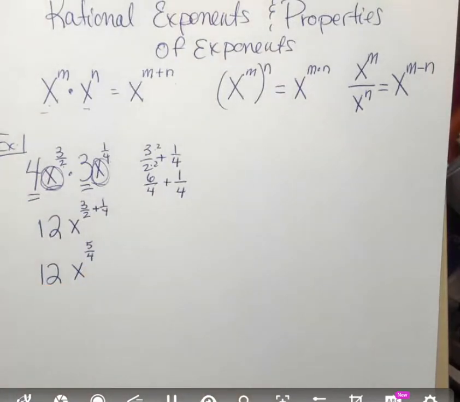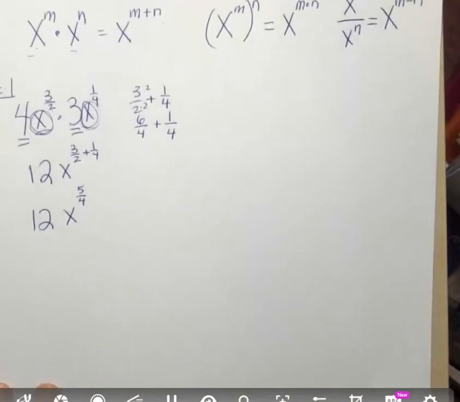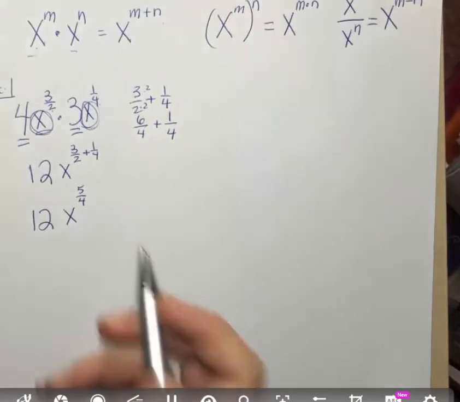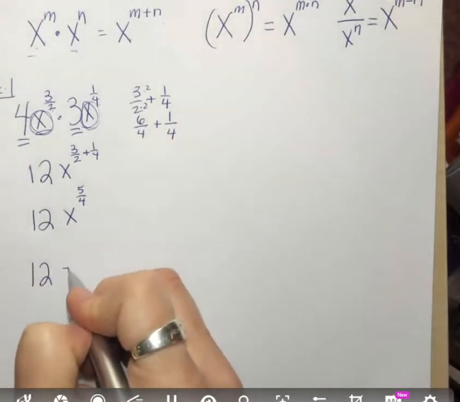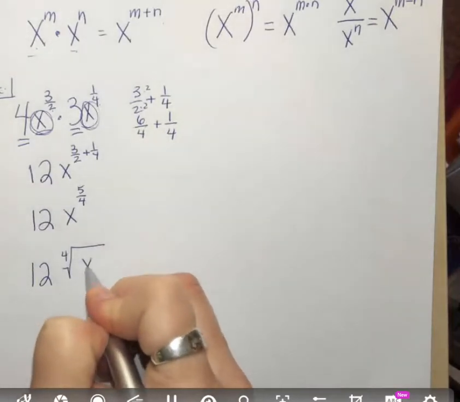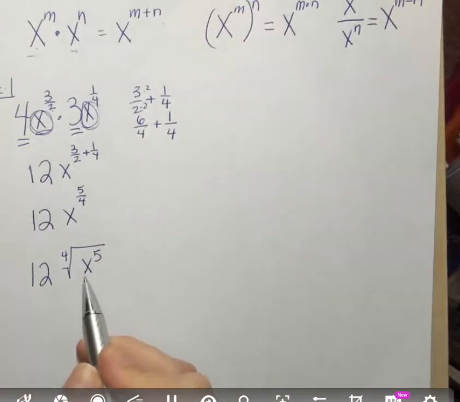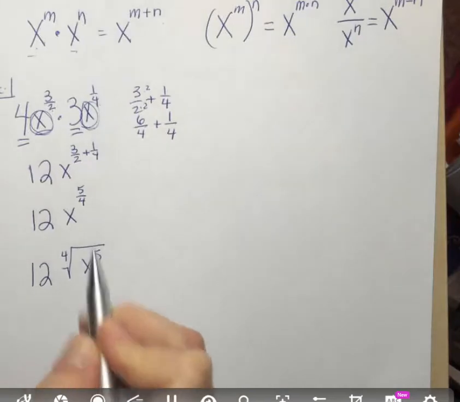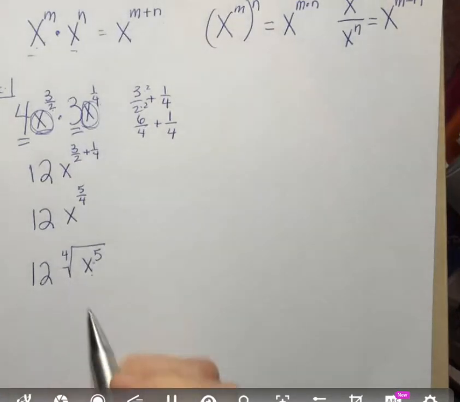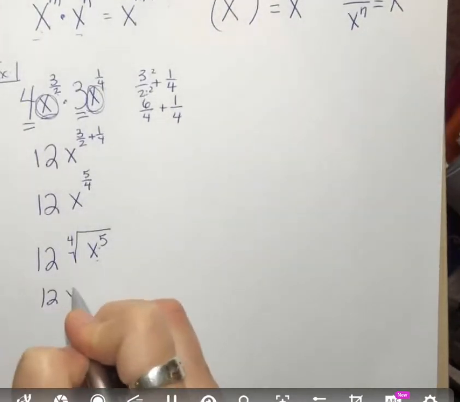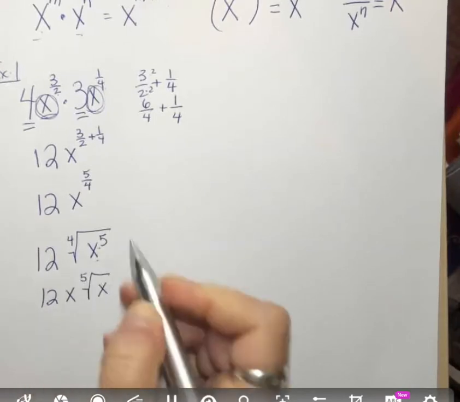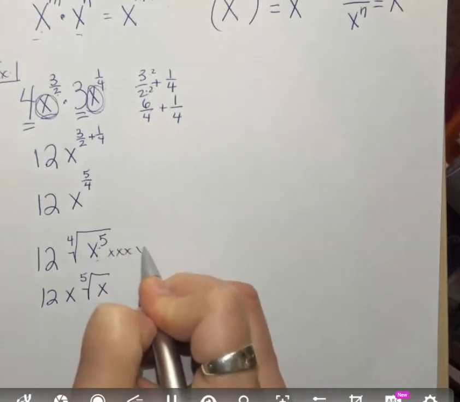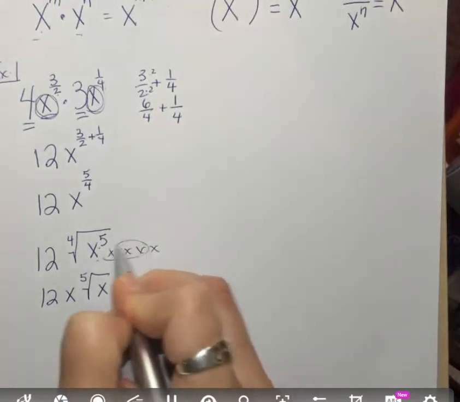Now it depends on what your answer looks like. We could write it like this. We could also write it as 12, the 4th root of x to the 5th. But we know that that's not complete. We know that one set of 4 x's is going to come out. So it would be 12x and then the 5th root of x, because I'd have x, x, x, x, x. 4 of them come out.